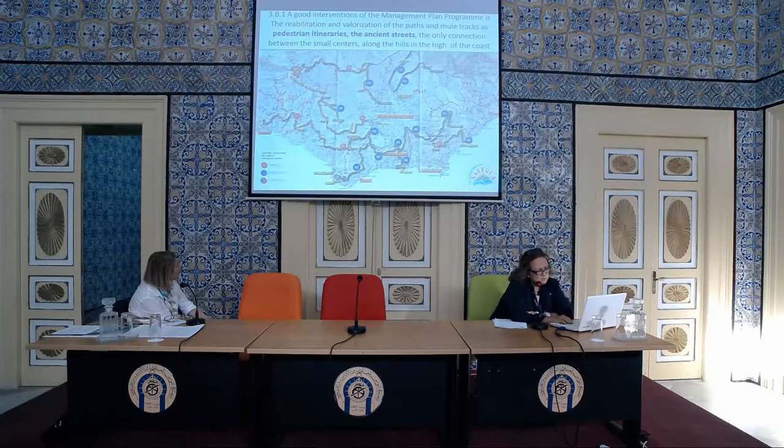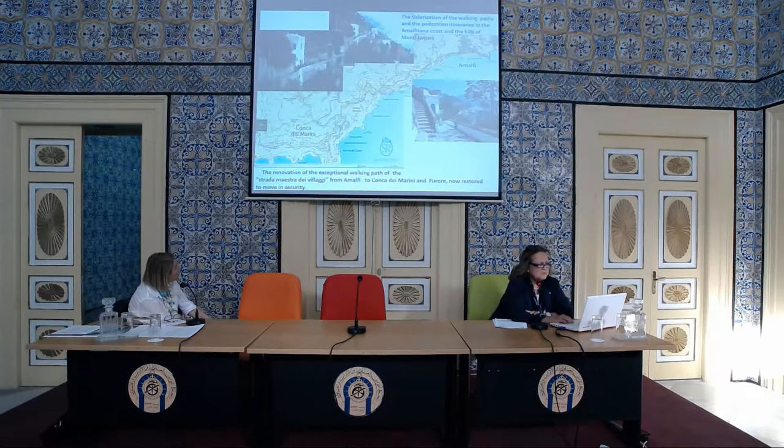And this is now the possibility, if you arrive on the coast of Amalfi, to make this pedestrian itinerary by foot. This is a map that is common to give. Many people arrive for this pedestrian itinerary. This is the ancient street, the only connection between the small centers along the hills, at the height of the coast. It's very interesting. This is the itinerary for tourism on the Amalfi coast, and the valorization of the walking path and the pedestrian itinerary, and the renovation of the exceptional walking path of the Strada Maestra dei Villaggi. This is the big street at the top of the Amalfi Coast, and it connects Amalfi to Conca dei Marini and Furore, now restored to move in security. This is a very interesting itinerary to make.